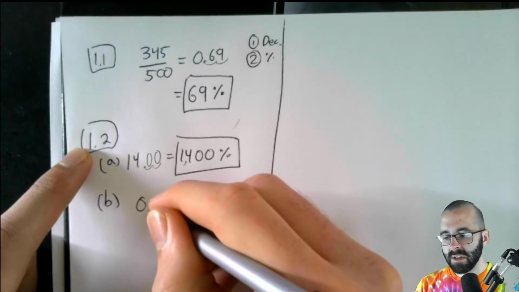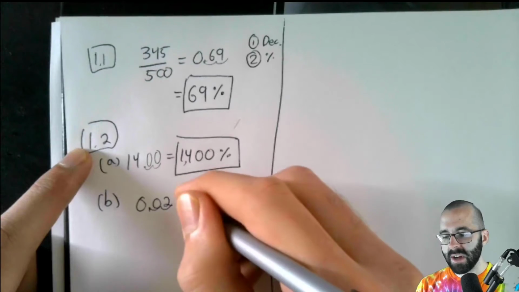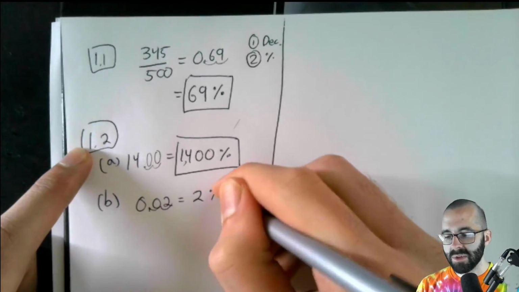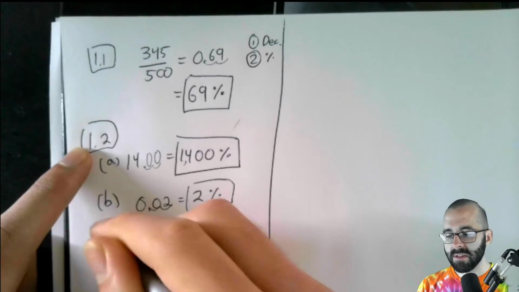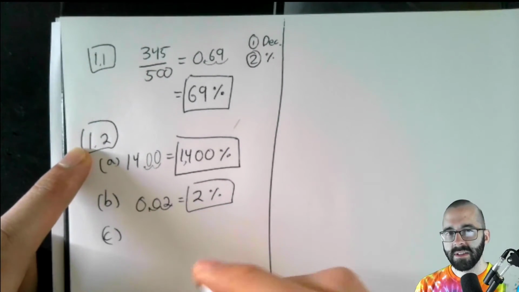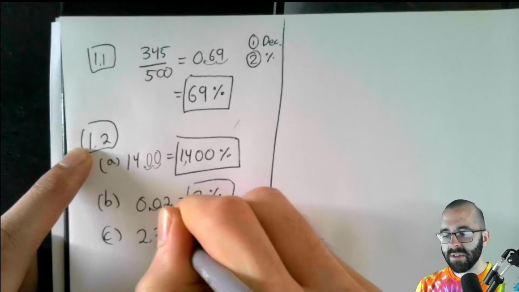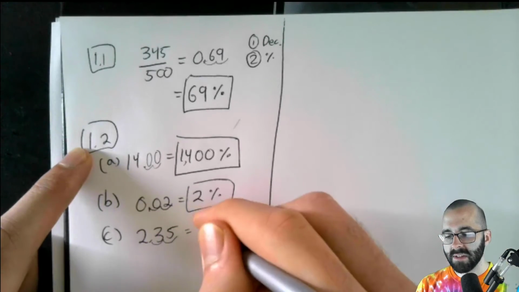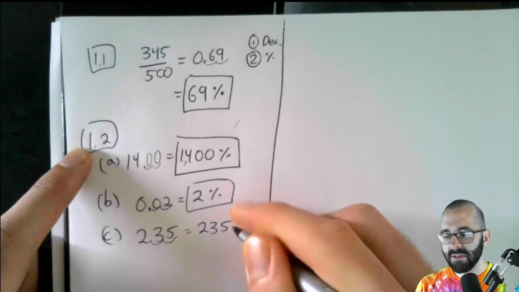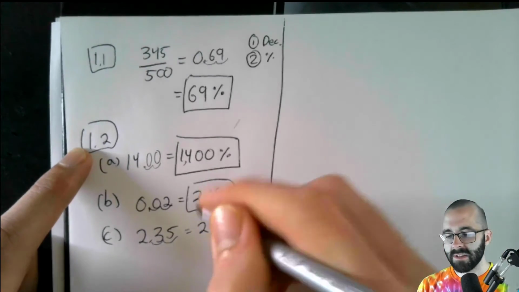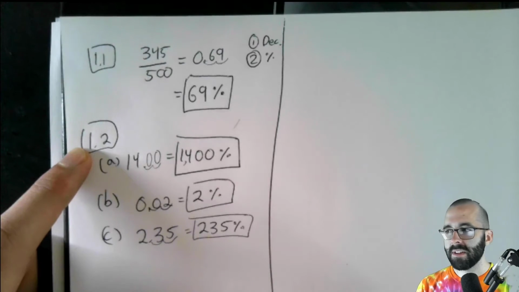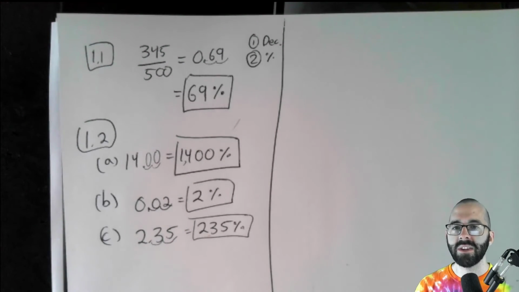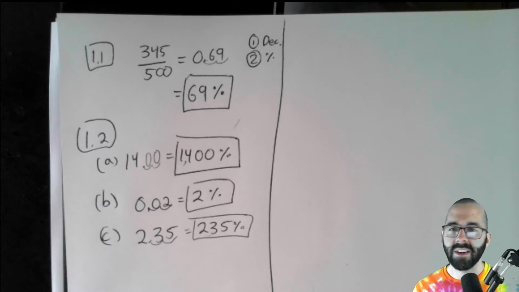We can do this for the next one. 0.02. Move the decimal place 2 to the right. What does that give us? That gives us 2. And add a percent sign. And one more. 2.35. Move the decimal place twice. And we have 235%. And that's it for the first page. So that's what percents are.